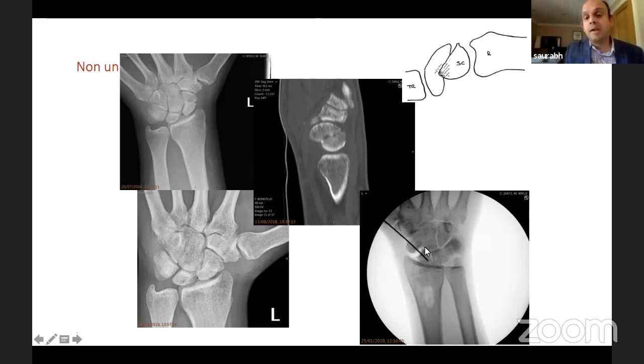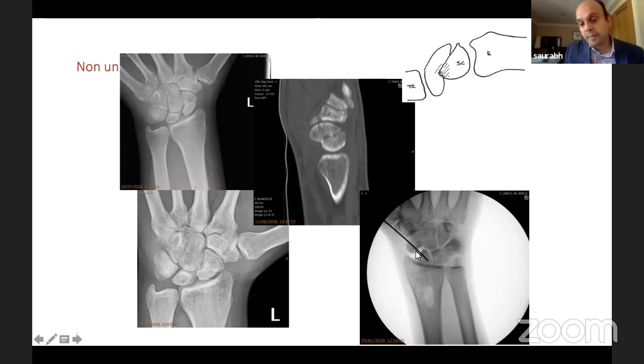And again, this is a different patient, but just for explanation, I put it here. As I was saying, you go from the volar approach, you correct the humpback, you see all your four views, and whatever gap you have now, you take a distal radius graft.